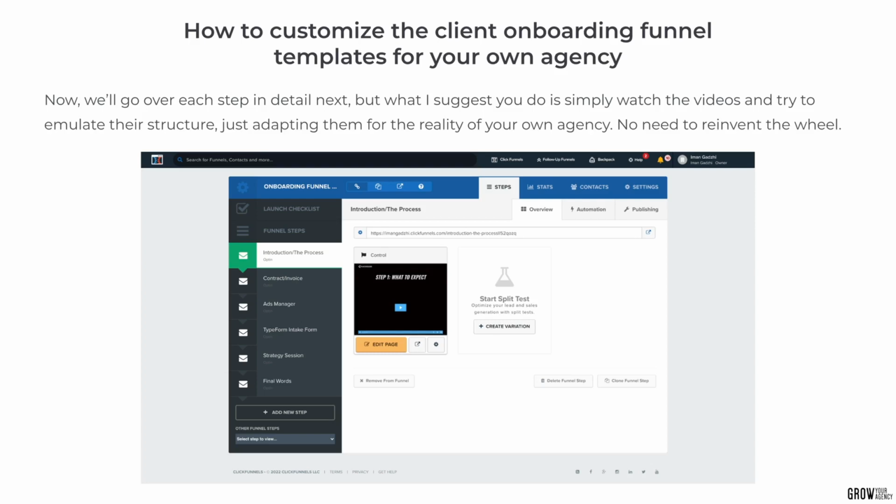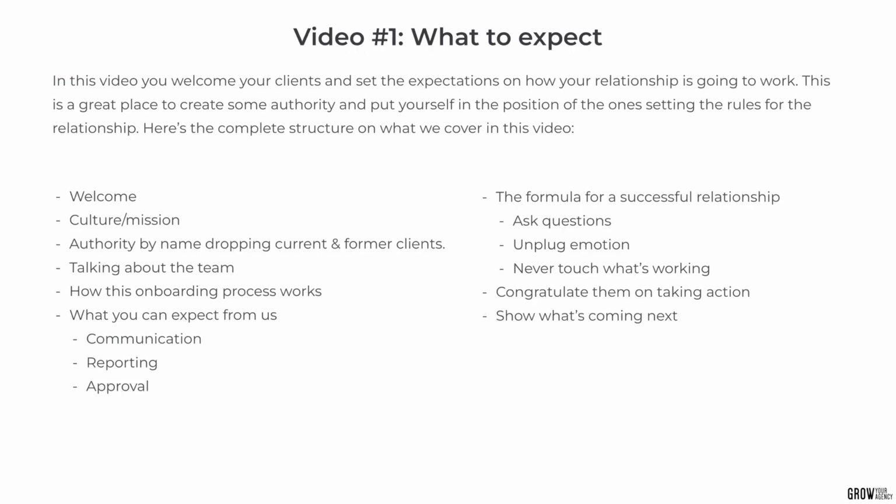And the key word is emulate, meaning don't copy what I say word for word, all right? It's not gonna be genuine and your client will notice that. Come up with your own script, just use mine as a base. Video number 1 is where you're going to explain what to expect. Now in this video, you welcome your clients and set the expectations on how your relationship is going to work. Now this is a great place to create some authority and put yourself in the position of the one setting the rules for the relationship.